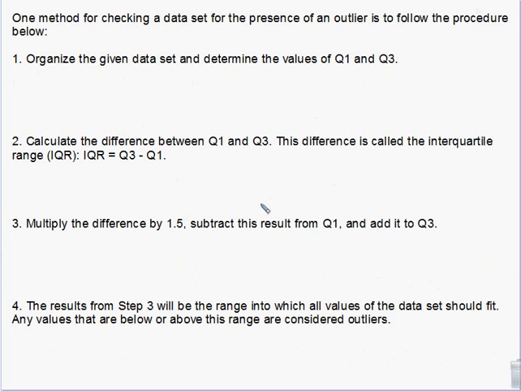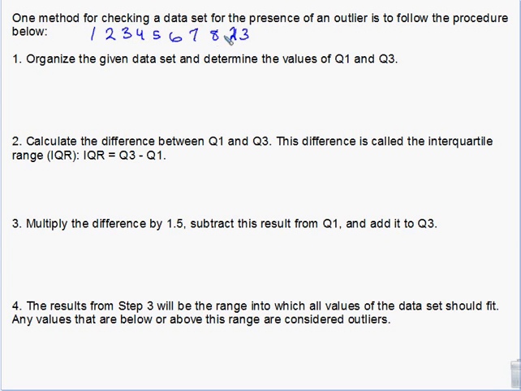All right, so we're going to figure out how to find outliers. First, we have to organize the set of data and find Q1 and Q3. All right, so I'm going to just make up a data set. 7, 8, 23. All right, I'm making up data.